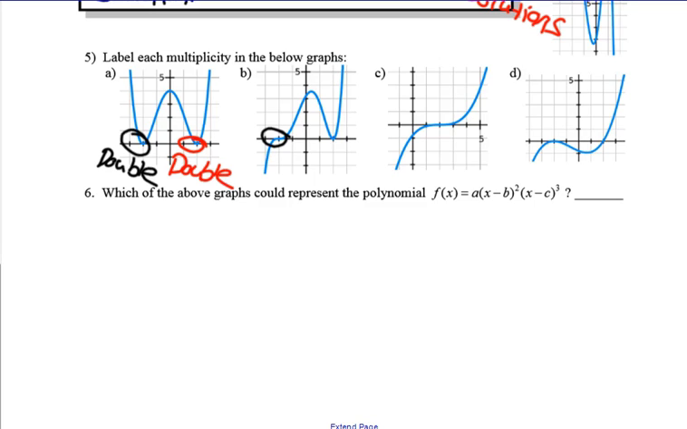Yeah, no. But it looks like it. It's just really close to the x-axis. It's just that you can't tell by this graph. But it's getting really close. It's not touching until it gets to -2. So this one's a triple.